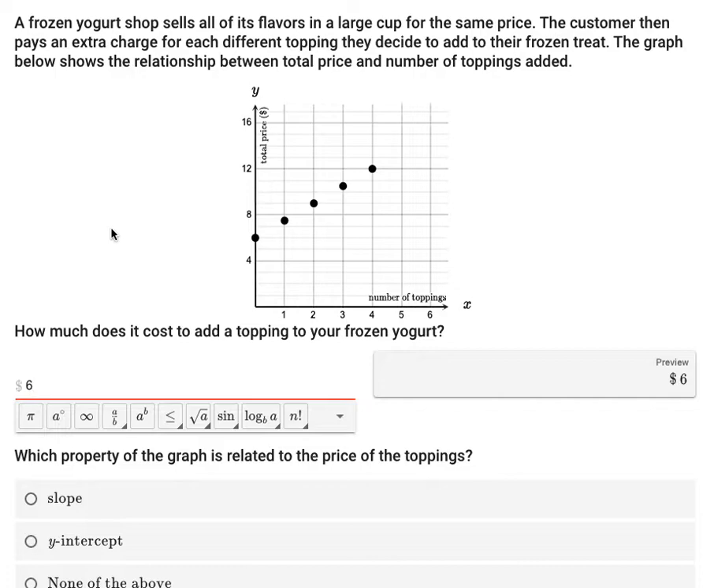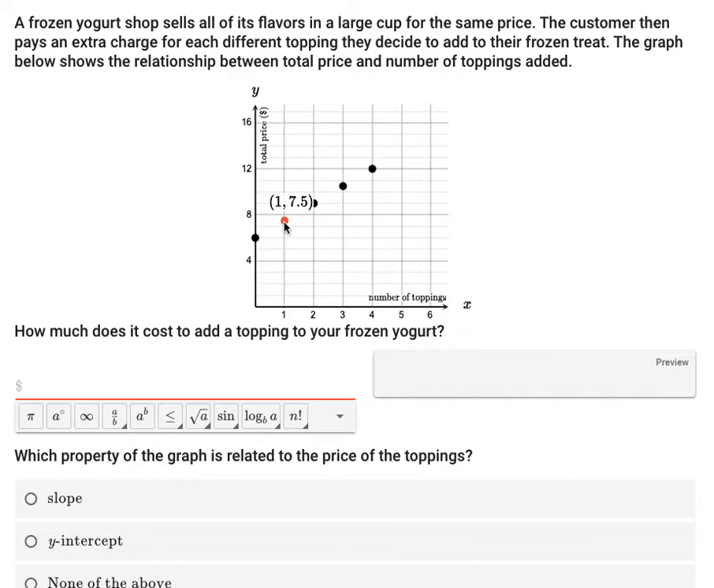What property of the graph is related to the price? Oh, just kidding, I didn't read this part. How much does it cost to add a topping? So the yogurt itself costs $6. If I get 1 topping, notice the price increases to 7.5. Remember, our y value is showing the total price. So in the coordinates, 1 is the number of toppings and 7.5 is the total price, which is $7.50. With no toppings it would be $6. With 1 topping it's $7.50.